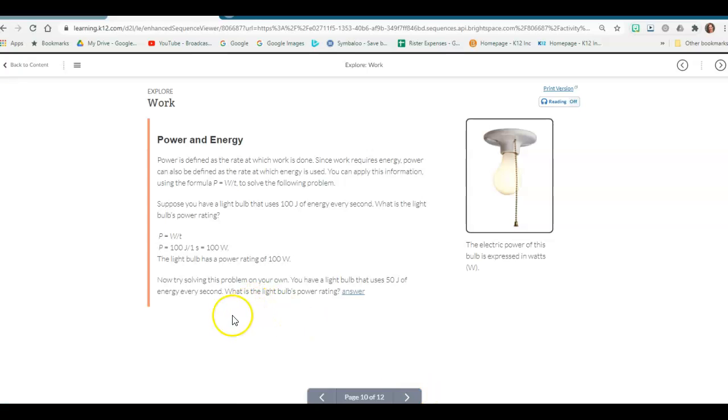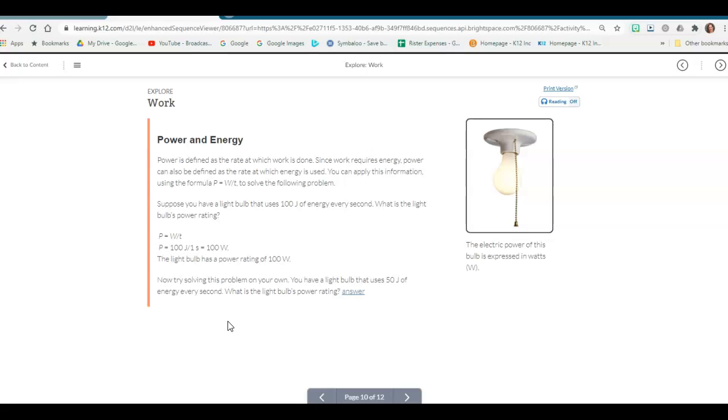All right, moving on, power and energy. Power is defined as the rate at which work is done. Since work requires energy, power can also be defined as the rate at which energy is used. So that would be a good sentence to include in your notes as well. And you can apply this information using the formula P equals W over T. So that's work over time when you're solving a problem.